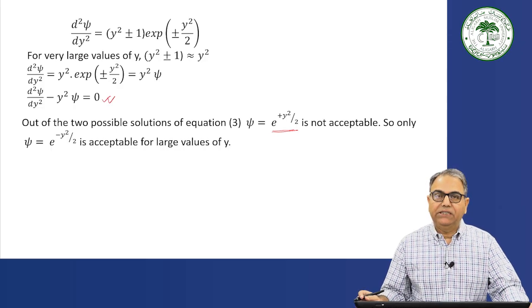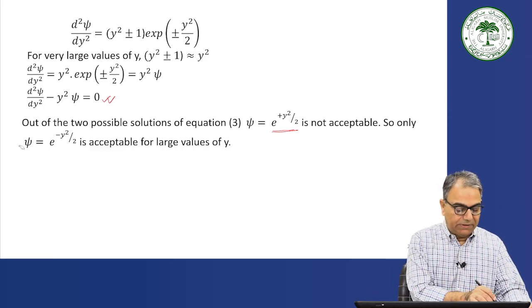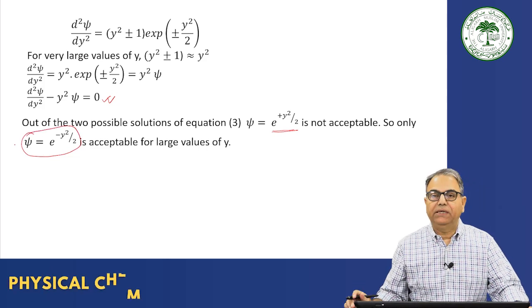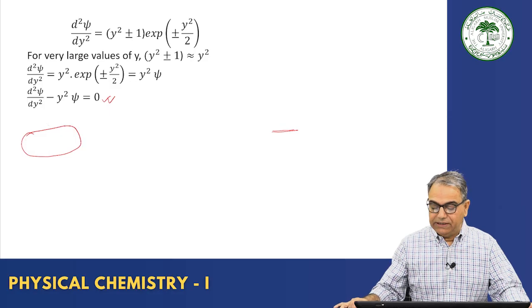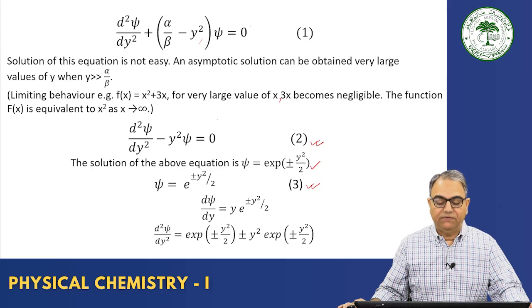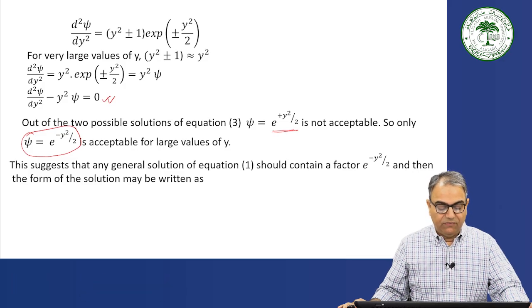So the only acceptable solution out of the two, exponential plus minus y square divided by 2, is the negative solution. This solution is an acceptable solution. Psi is equal to exponential minus y square divided by 2. Okay. And remember this is the solution of equation number 2, d square psi by dy square minus y square psi, not equation number 1. Okay. Then what does this suggest? That this is the only solution which is possible. Okay, general solution of equation.